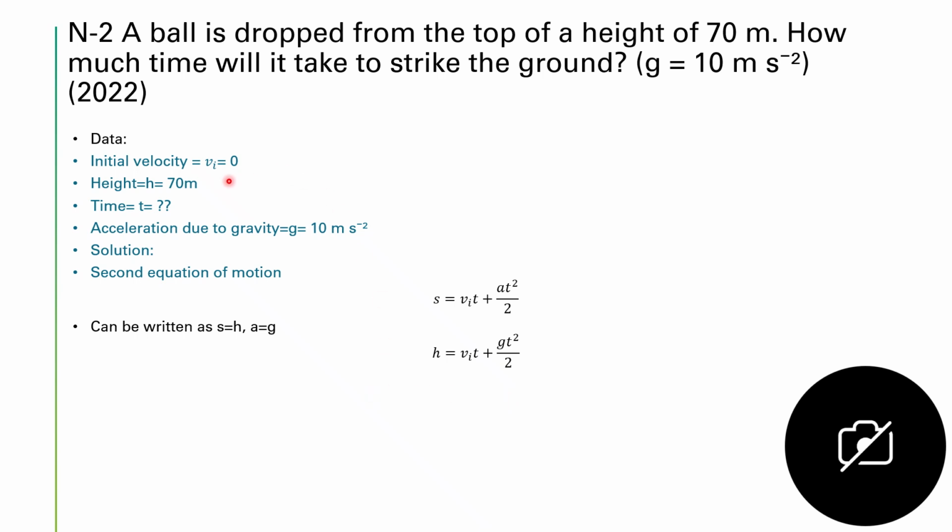Now put in all the given numeric values. No need to convert because all the values are given in SI units. 70 equals 0 multiplied by t, plus the value of g, which is 10, multiplied by t square upon 2. Anything multiplied by 0 becomes 0. 70 equals 5t square, because 10 divided by 2 becomes 5. t square equals 70 divided by 5, which becomes 14. Take the square root on both sides. The root of 14 becomes 3.75 seconds. This is the required time.